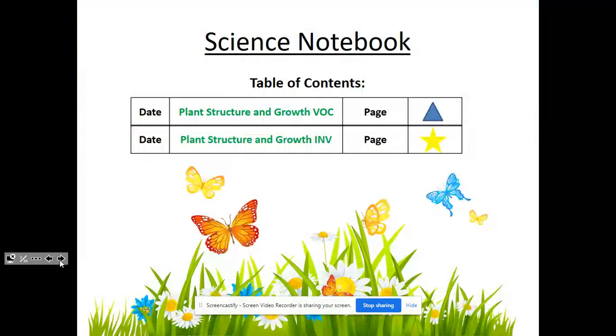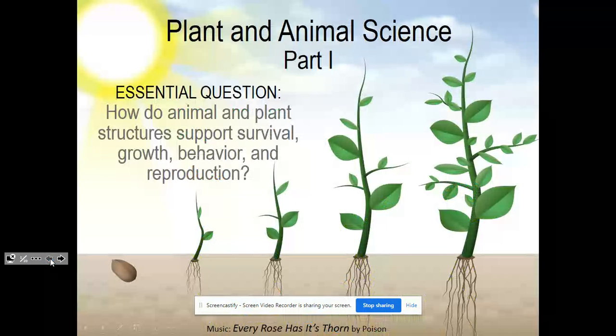thorn. Okay, as always, I have music that goes along with the topic. And this topic is all about, I will go back, plant and animal science, part one.